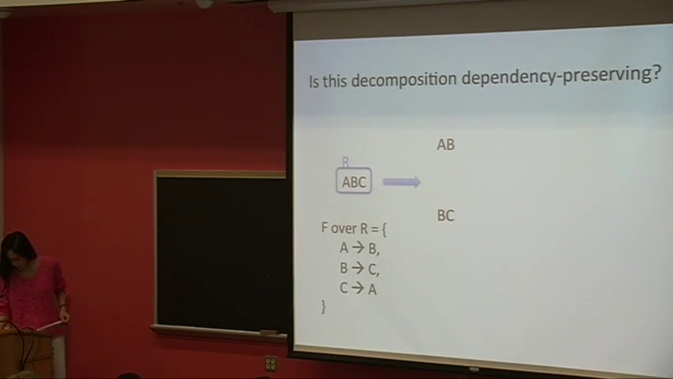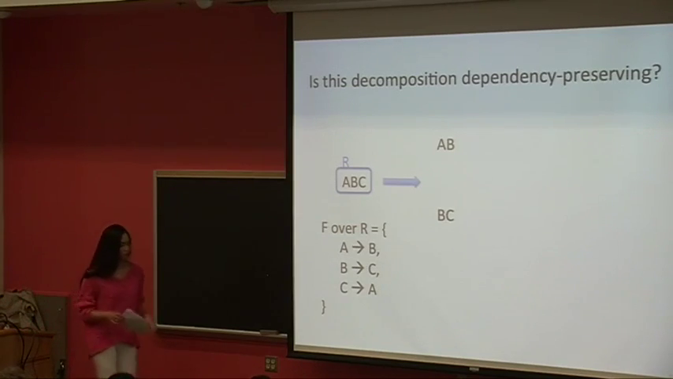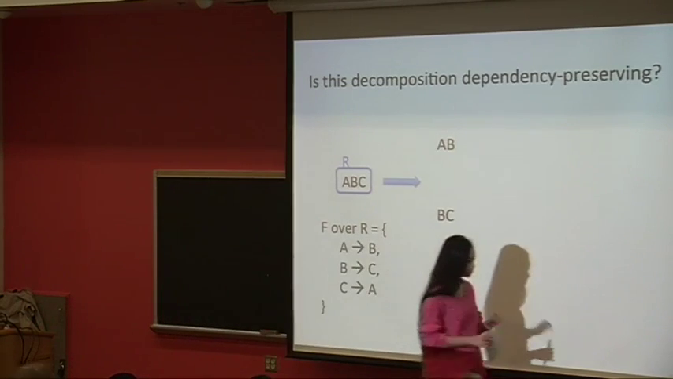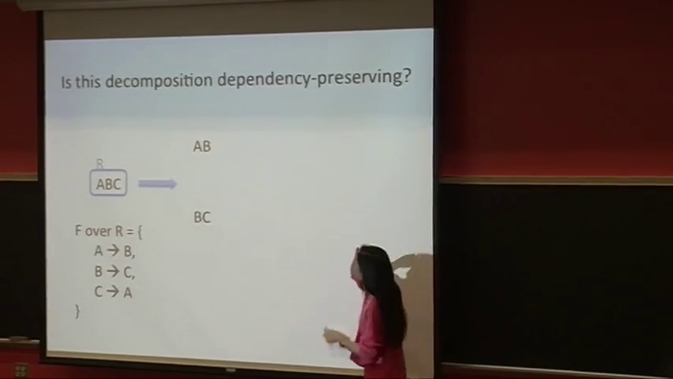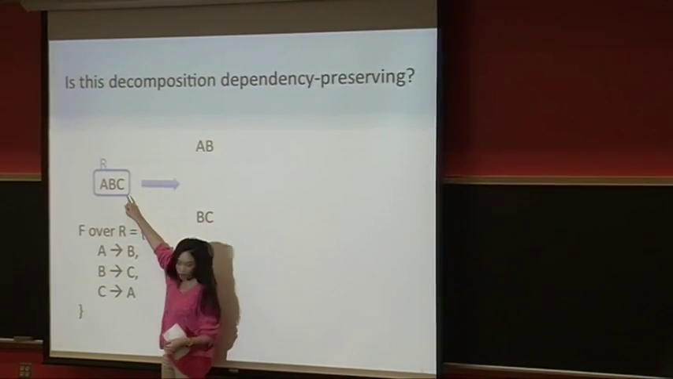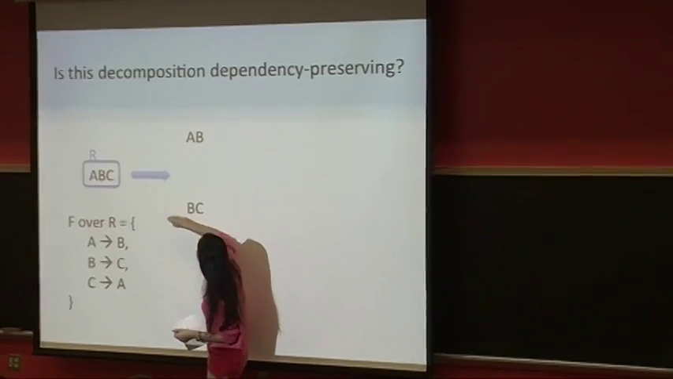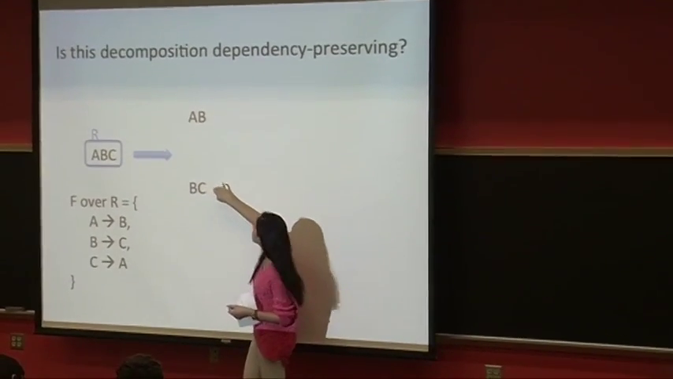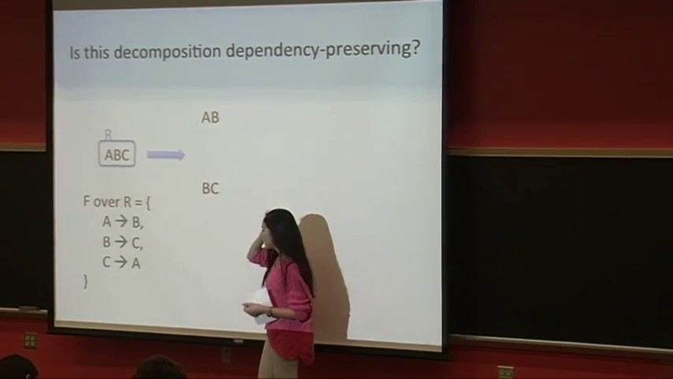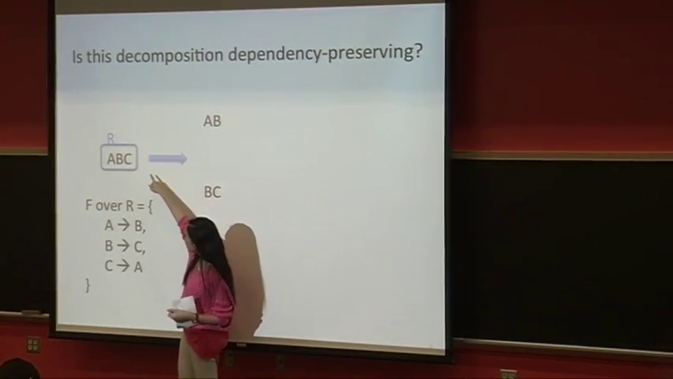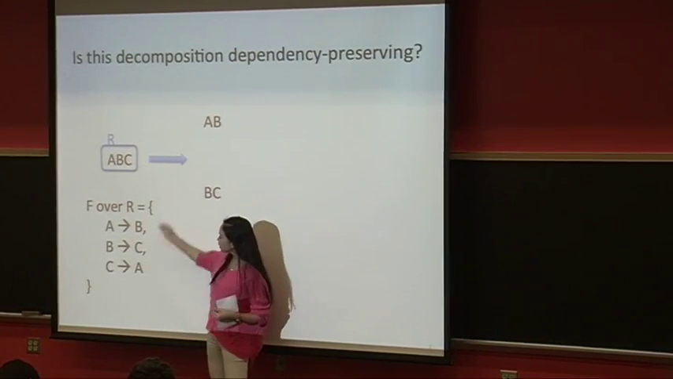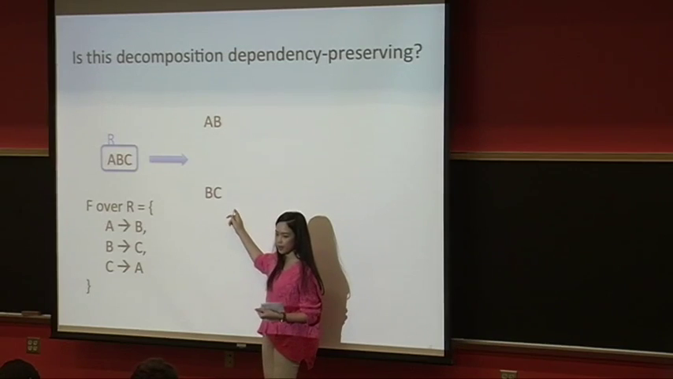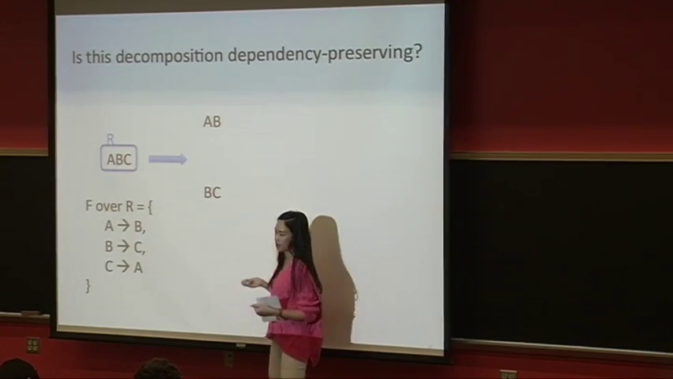And we want to see whether it is dependency preserving. So what I say here means we have an original R, right here, and we decompose it into two sets of attributes. One is AB, one is BC. And the given functional dependencies for R are these three. And today we want to check, given these dependencies and this decomposition, whether this decomposition is dependency preserving.